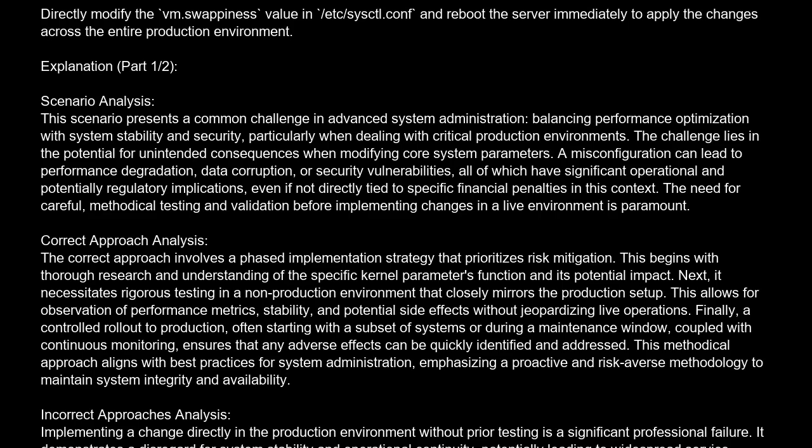Correct answer is C. Directly modify the vm.swappiness value in /etc/sysctl.conf and reboot the server immediately to apply the changes across the entire production environment.